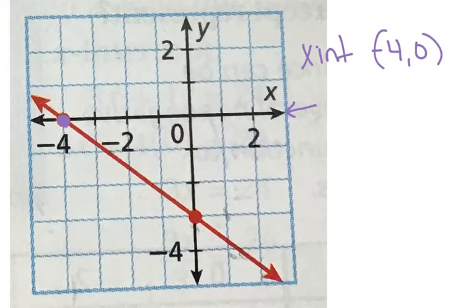When I want to find my y-intercept, I'm going to look down here on my y-axis, find the dot, and read that point. So my y-intercept would be (0, -3), because again, your x value is 0 there, and 1, 2, 3, -3. Okay, let's try one more.